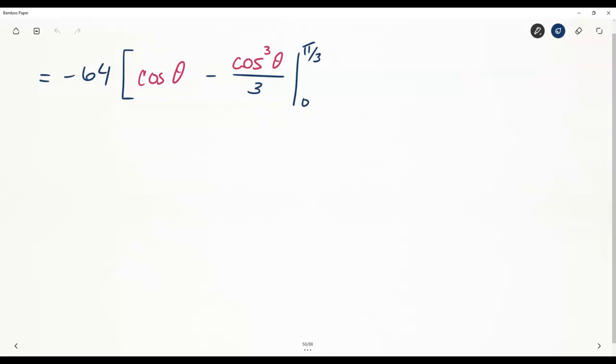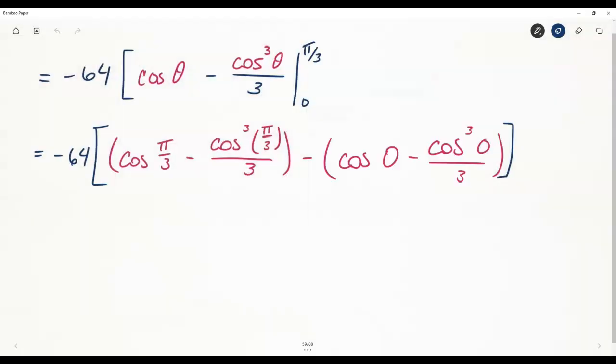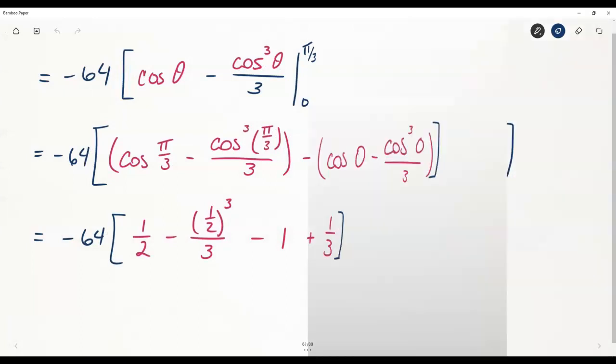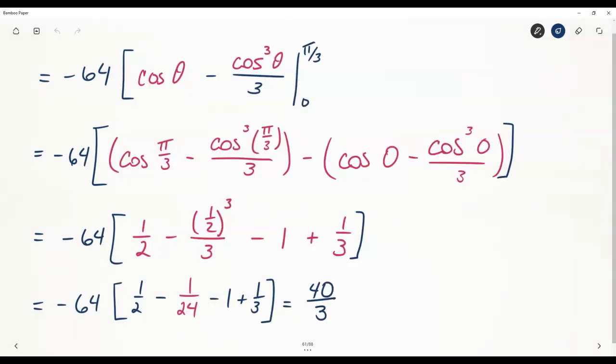But this is why I want y'all to get accustomed to using it. Focus on learning the calculus part of it. Offload your cognitive resources for trig onto the unit circle and onto the trig identity. So if I plug those values in, I get this. This is the expression evaluated at the upper limit minus the expression evaluated at the lower limit. And the rest is just arithmetic. You should get 40 over 3 as the answer to this.